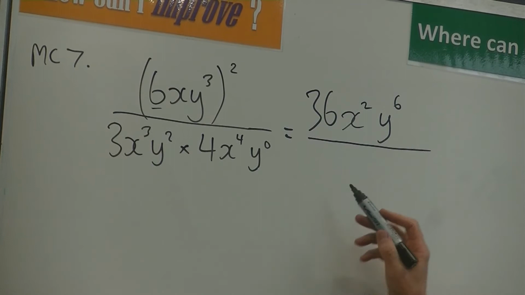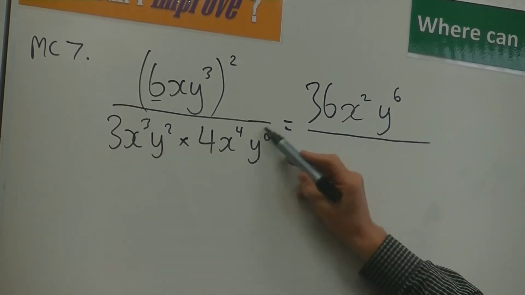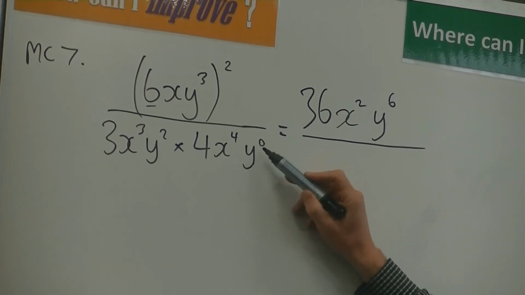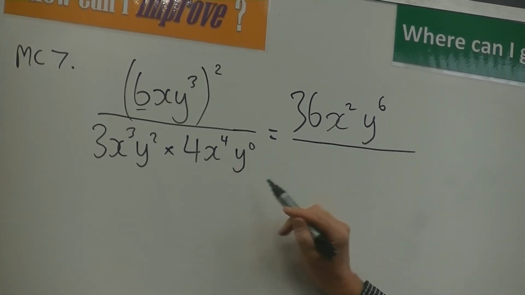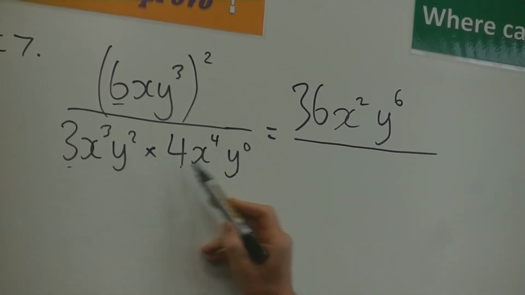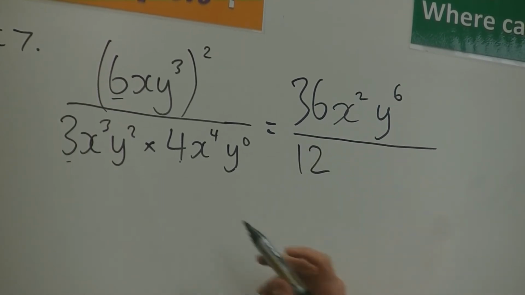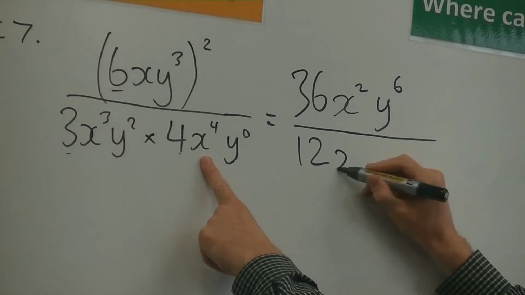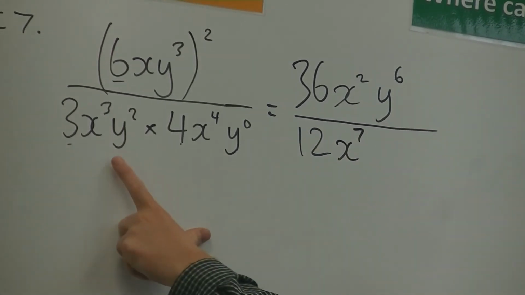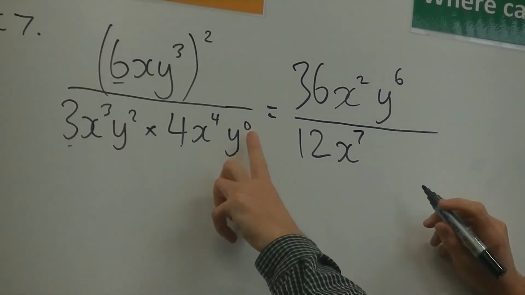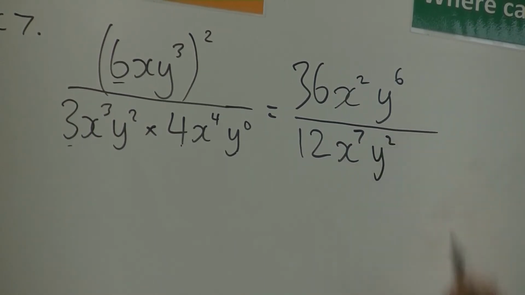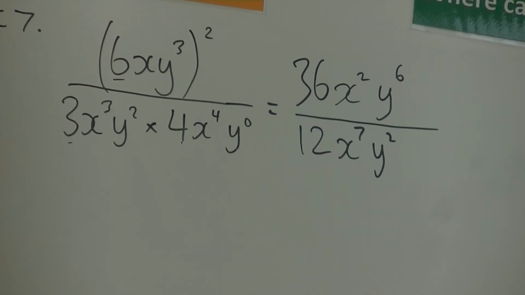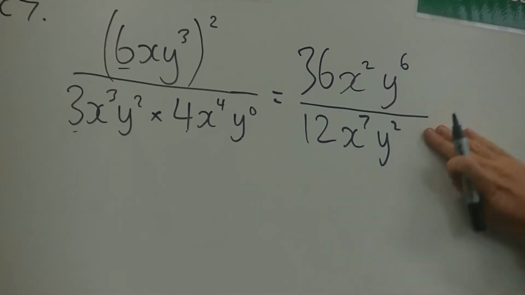Next thing we're going to do is neaten up this bottom line. By the way, hopefully you realise y to the power of 0 is 1. So that's just going to disappear. So I'm going to ignore that from now on. So let's do the numbers. We've got 3 times 4 is 12. And we're going to neaten this up. X cubed times x to the power of 4 is x to the power of 7. And we've got a y squared. Y to the power of 0 is 1, so that just disappears. So now we've neatened that up a little bit.